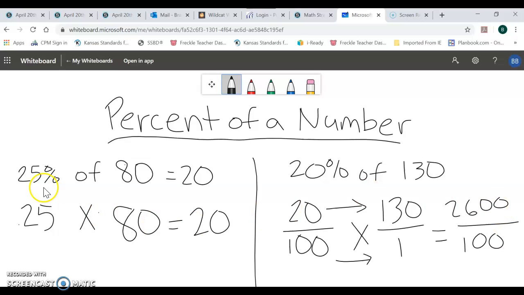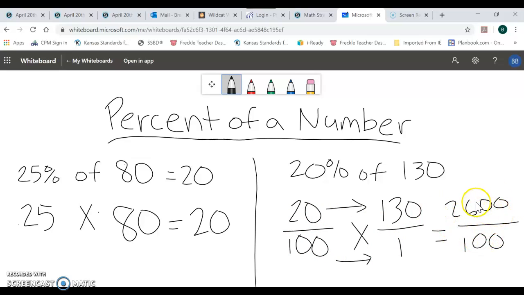So for the decimal method, you change to a decimal by dividing by 100, so 25 divided by 100. That's my decimal. Multiply by the other number. I'm done right there. For this method, you change the percent to a fraction. You multiply by the other number that you put over a 1. So straight across. You have this fraction, but you're not quite done yet.